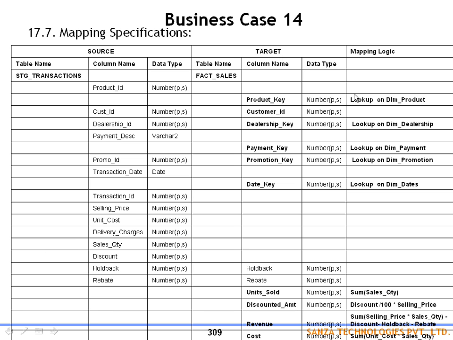So to take these values, to get related values for the particular product ID, product key, customer dealership ID, I want the related dealership key, payment description related payment key, promotion ID related promotion key. For that we use lookup transformation. The purpose of lookup transformation is to get related values or to check if the corresponding value exists or not.